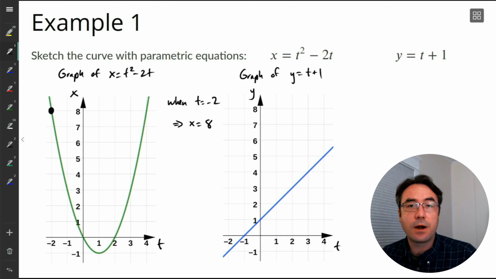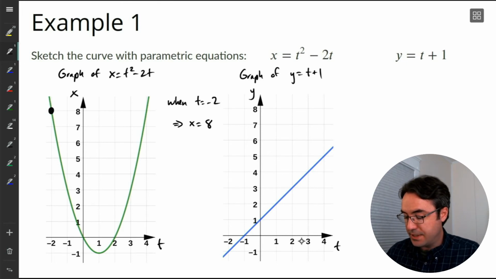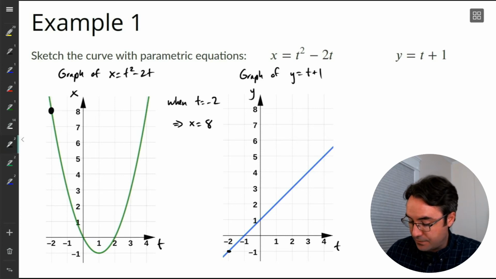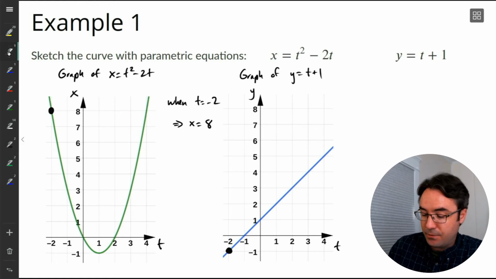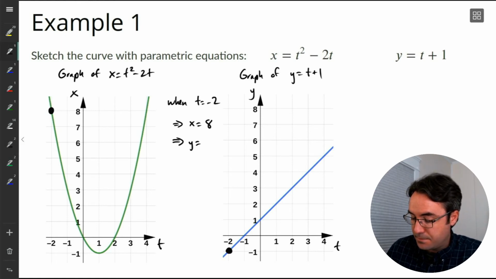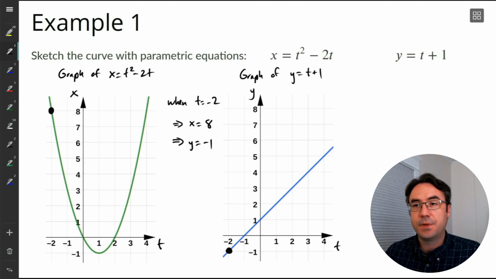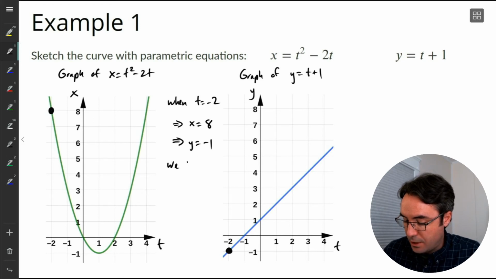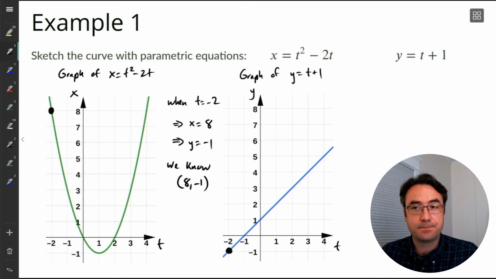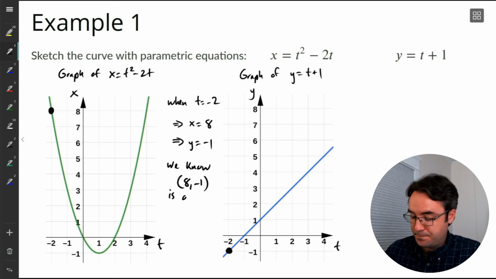Do the same thing for our y graph. Find t equals -2 on the horizontal axis. Read up or down until you see the corresponding point on the graph. So we see it right here. And read over to find what the corresponding y value is. So y is equal to -1. And so by reading these two graphs, we know the point 8, -1 is on the curve. And you can do that for other ones as well.